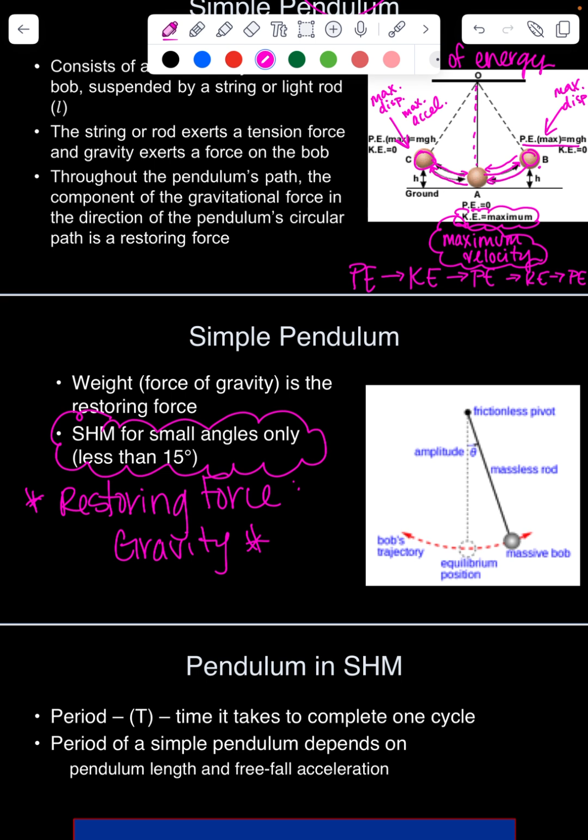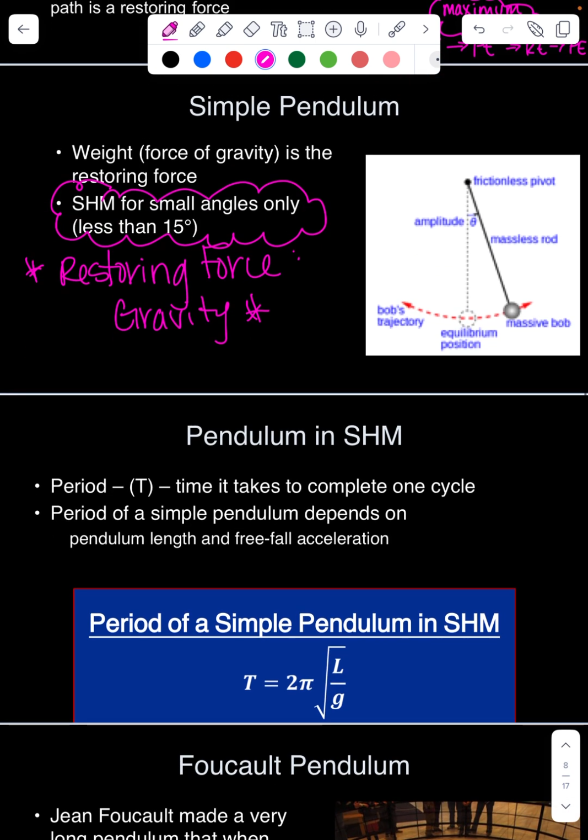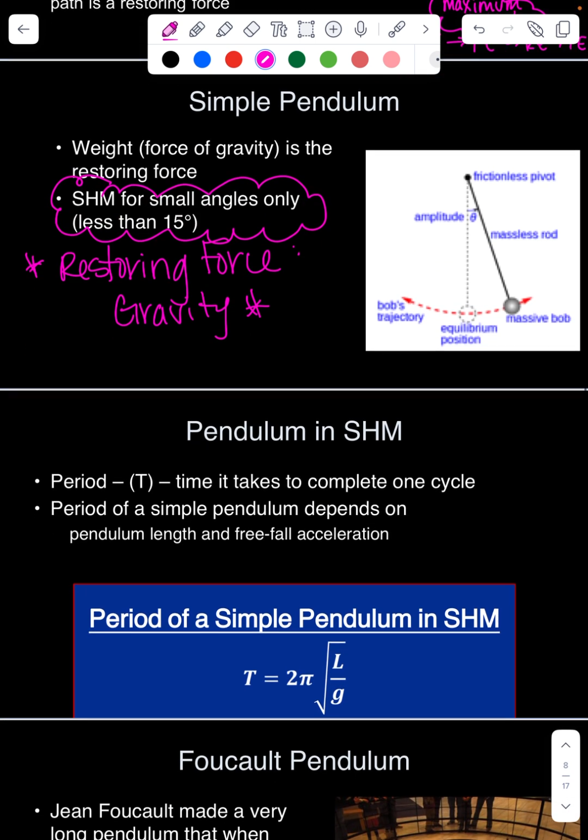Now, one of the main things, one of the most important things in our notes today, is talking about the period of a simple pendulum. We kind of introduced this yesterday. A period is a measurement of time, hence the reason we use this capital T.